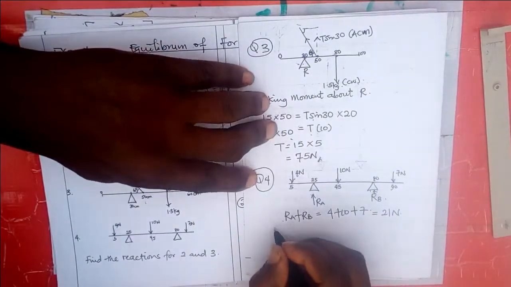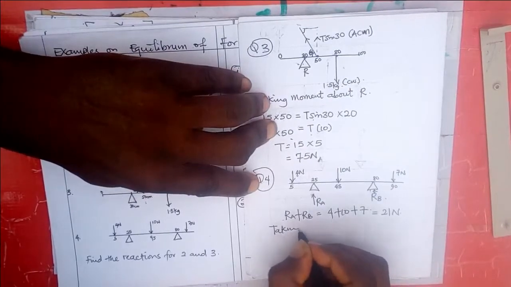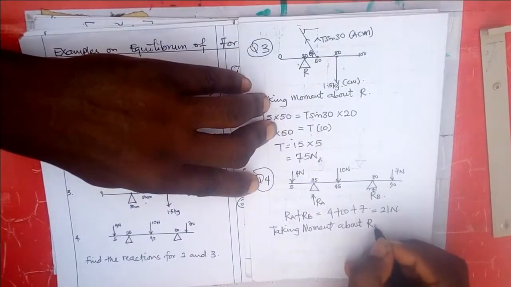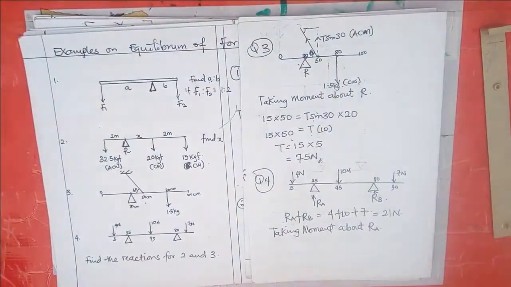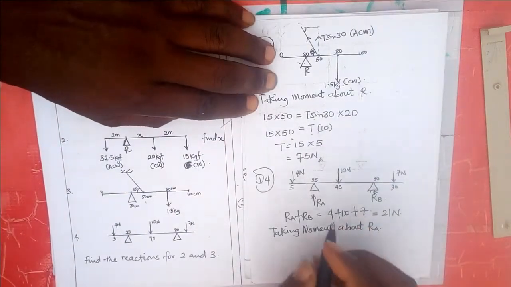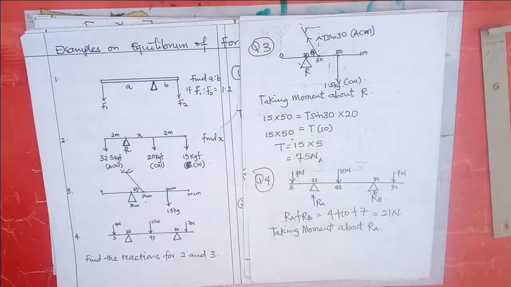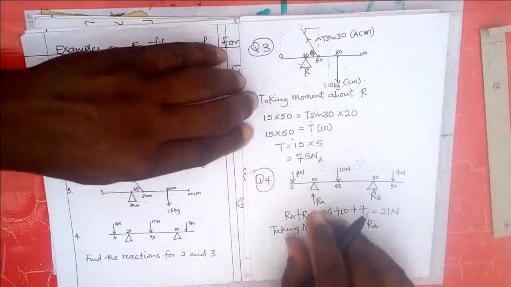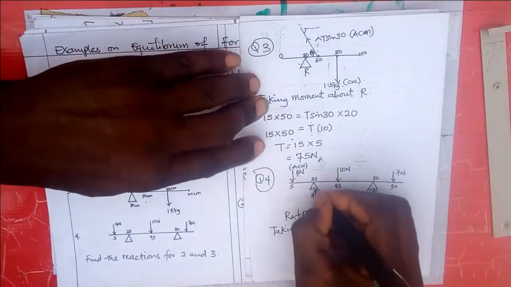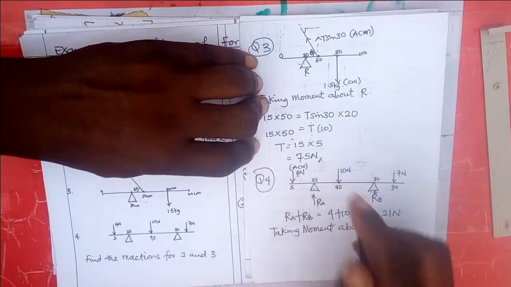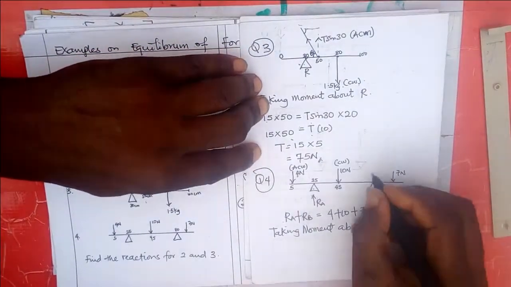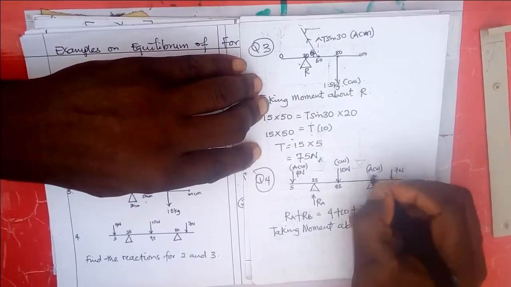So then taking moment about RA. So how do we solve for RA? When we take moment about RA, we say the sum of clockwise moments is equal to the sum of anti-clockwise moments. So let's identify those that are clockwise and those that are not. So this is anti-clockwise. We are talking about RA, so we don't need to take moment about it because it's already 0 about that point. So this is clockwise, this is anti-clockwise, and this is clockwise.